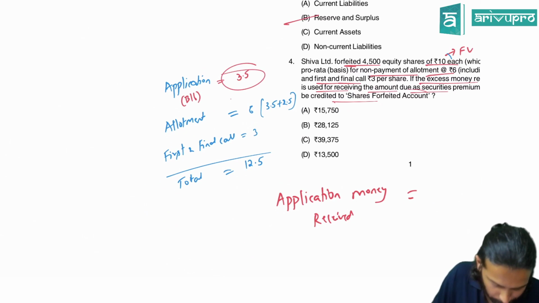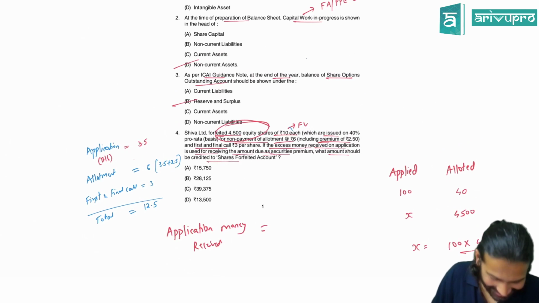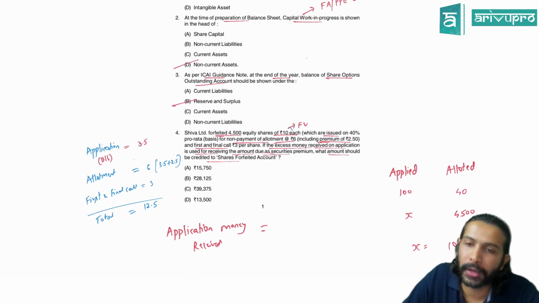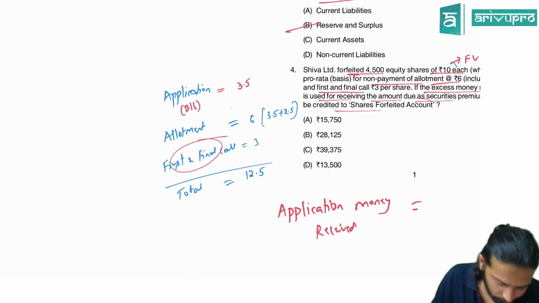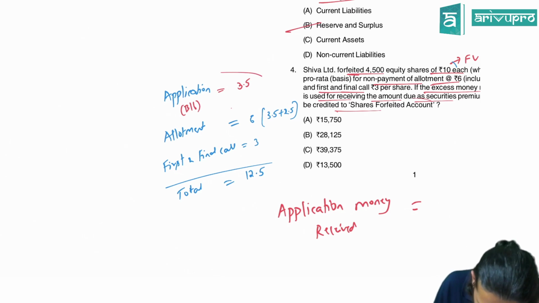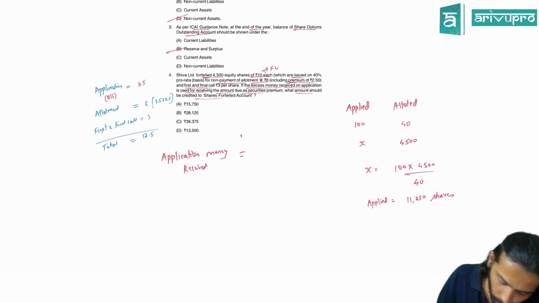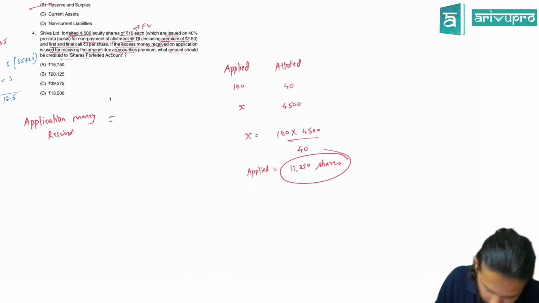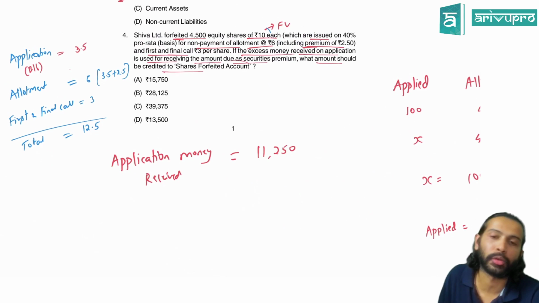You got application money now. I think you forgot the concept. You forfeited some shares. Why did you forfeit? Because some shareholders did not pay allotment money and first and final call money. That means what is the only thing they have paid to the company? Application money. And how much is application money? 3.5. How many shares had these people applied for? 11,250 shares.